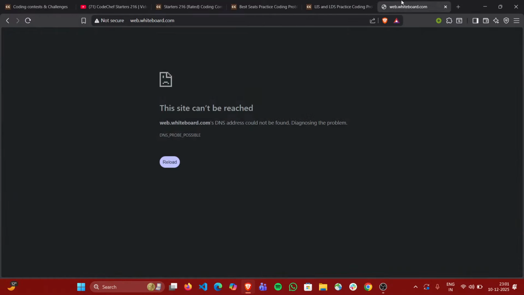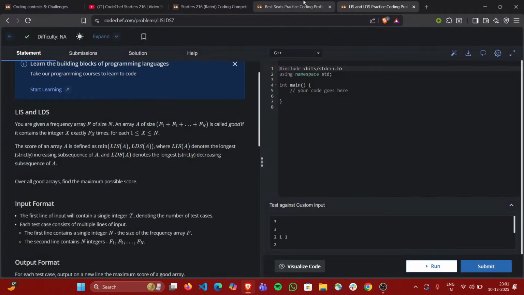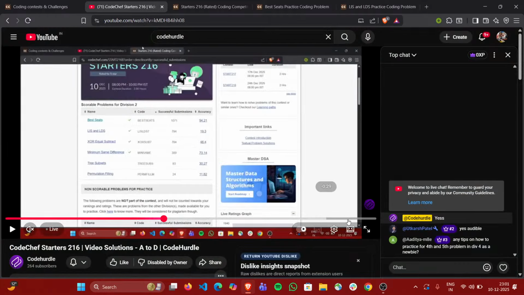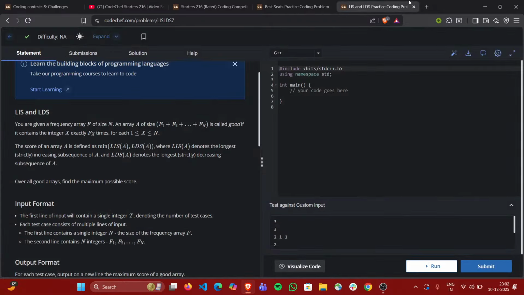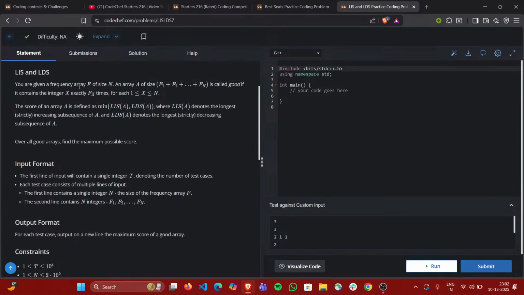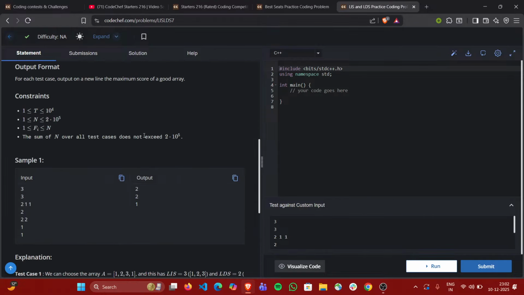So the question says, okay, we are basically given a frequency array f of size n. An array a of size f1 plus and so on up to fn is called good if it contains the integer x exactly f of x times. I will quickly explain what this means.